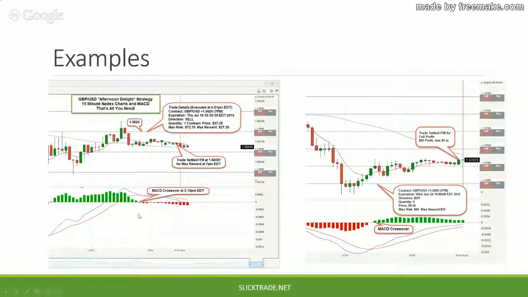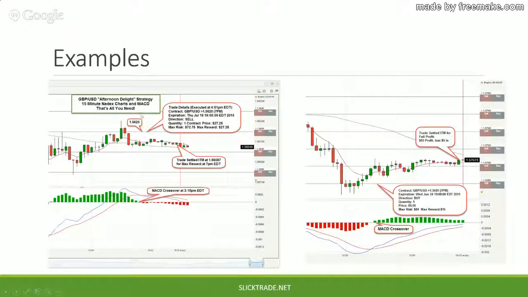However, the only difference is the price, so that won't matter for examples. I just suggest when you're actually trading it, just use the Nadex charts. A lot easier. Real quick, too.